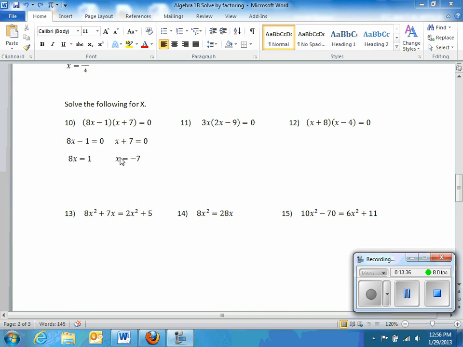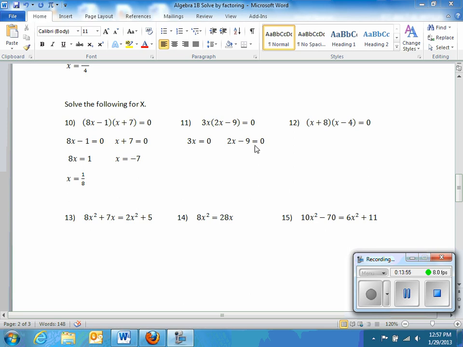So x equals negative 7 here. Over here, we'll have to divide both sides by 8, so x equals 1/8. So there's our two solutions. Over here, again, these are already factored, so just set each factor equal to 0.